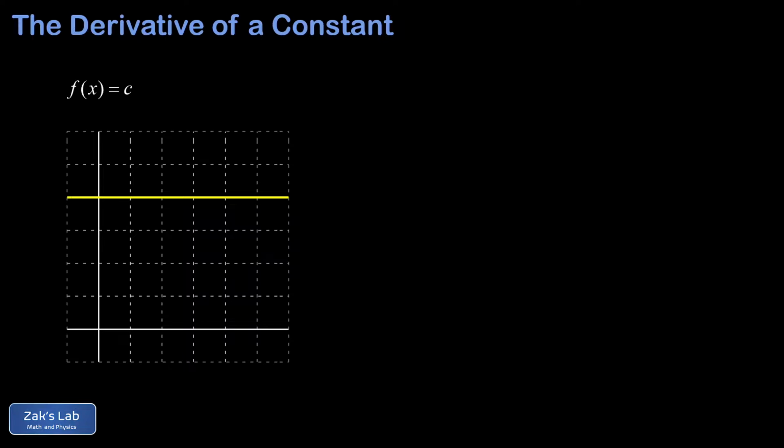This gives us a horizontal line, and we know the slope of a horizontal line is always 0. So we immediately conclude the derivative of a constant is 0. Now we can back this up by actually doing a calculation with the limit definition of the derivative. So there's the general definition of the derivative of f of x.